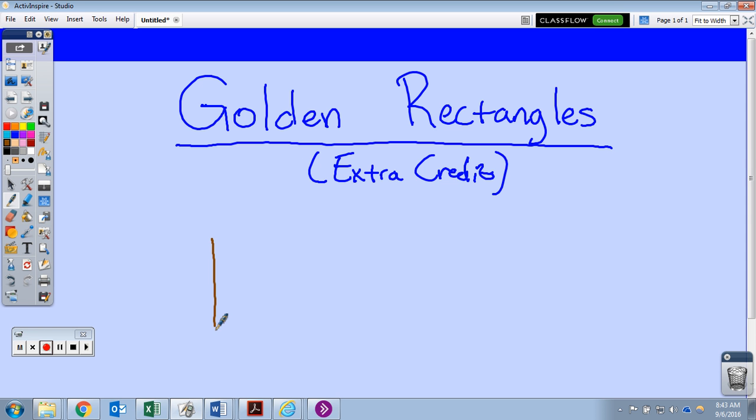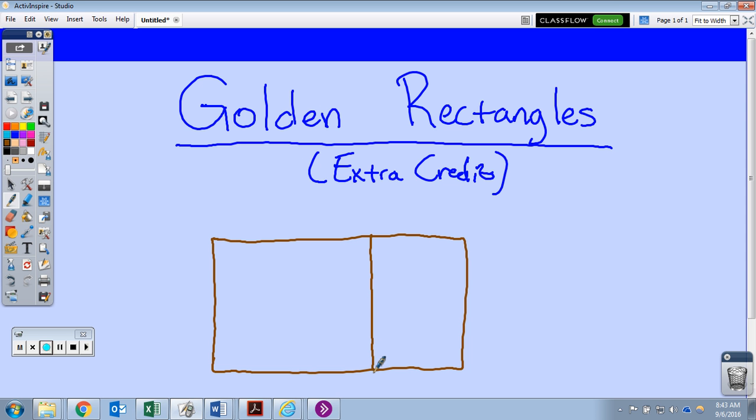So a golden rectangle is where we have, say, some rectangle, and you cut out a square, and you're presented with another golden rectangle. Then you can keep this pattern going, where you cut out another square and have another golden rectangle, and you keep going on forever and ever.